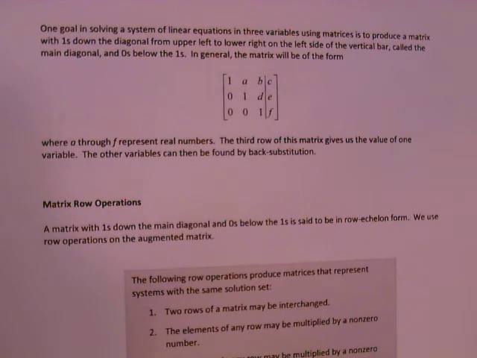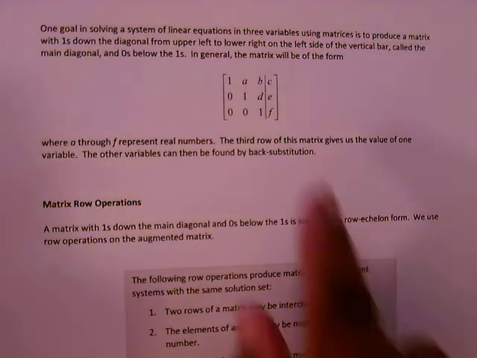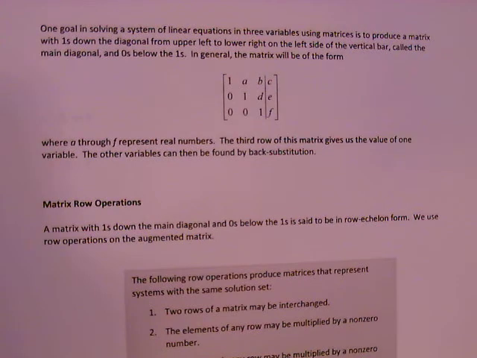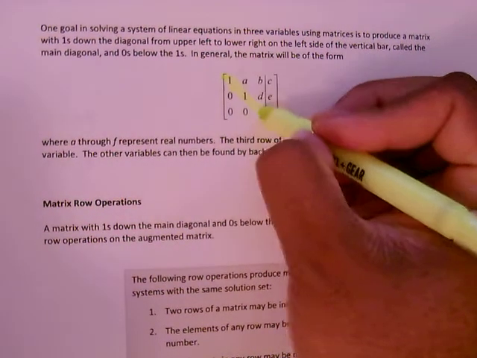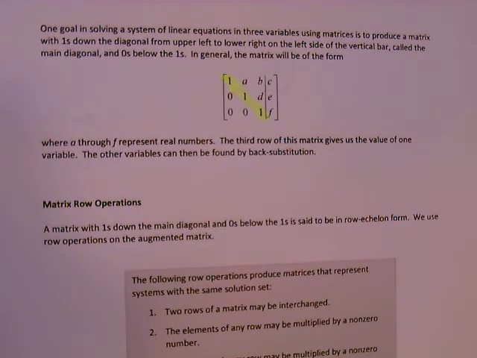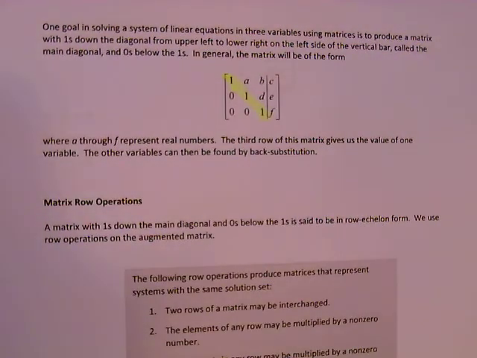So in general, the matrix will be of this form right here, as you can see. And I'm going to highlight the main diagonal. That's this right here, from the upper left to the lower right. That would be the main diagonal. And you're going to want zeros underneath that main diagonal, underneath the ones. Okay, that's what we're going to be doing in this particular section. And of course, A through F, these numbers up here, represent real numbers.